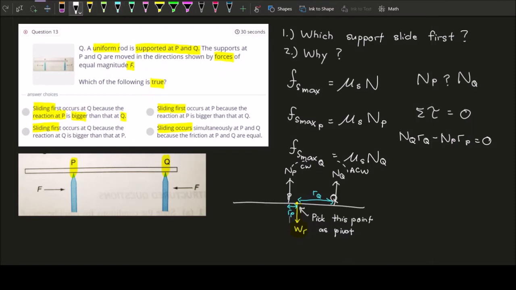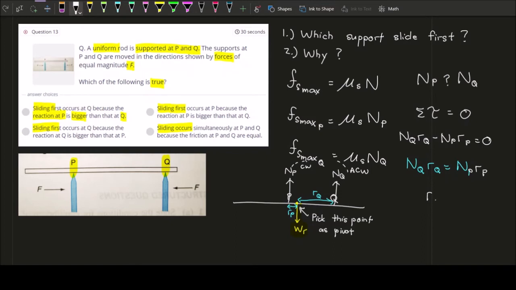Then from there we can continue to say that NQ RQ will be equal to NP RP. Interesting. With that said, from this diagram we can easily see that RQ is greater than RP.